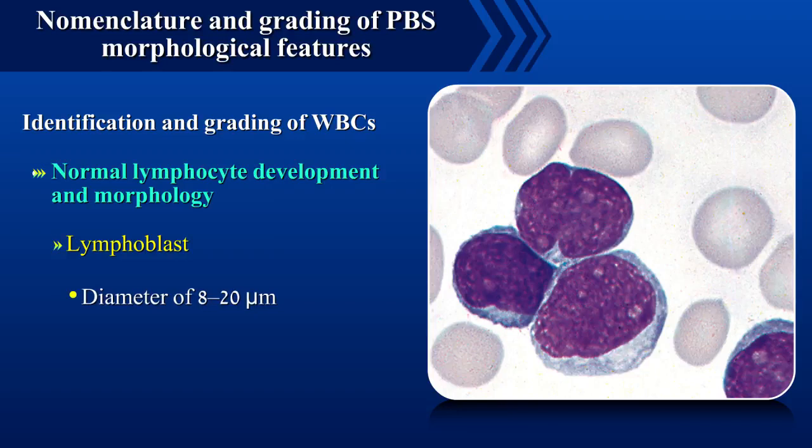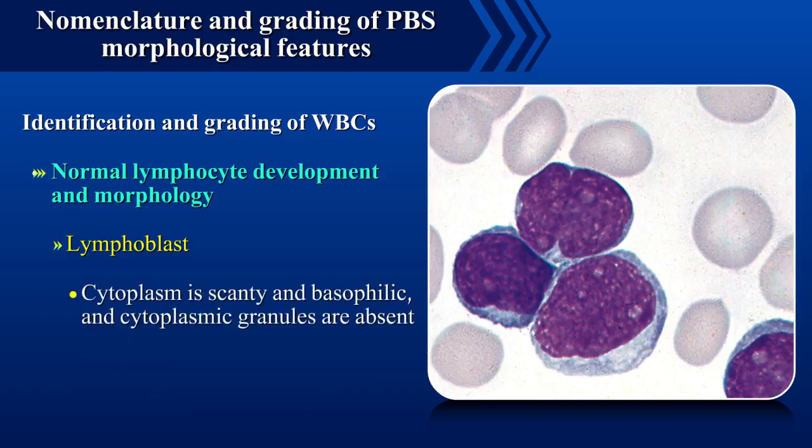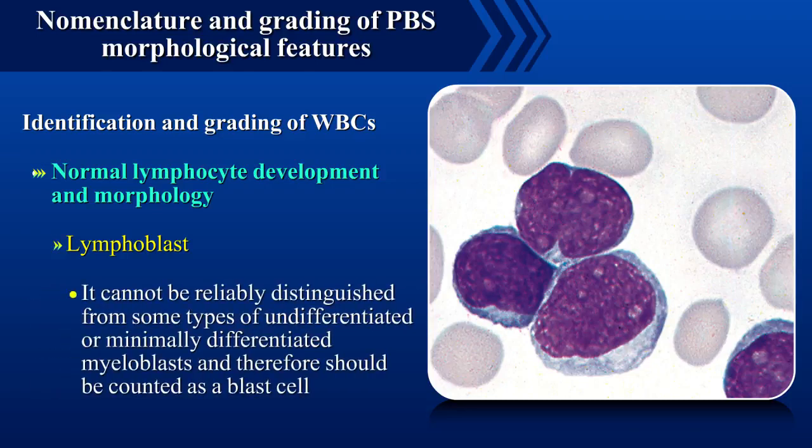Lymphoblast has a diameter of 8 to 20 microns. The nucleus is round or oval with fine granular chromatin and one or more indistinct nucleoli. The cytoplasm is scanty and basophilic, and cytoplasmic granules are absent. It cannot be reliably distinguished from some types of undifferentiated or minimally differentiated myeloblasts and therefore should be counted as a blast cell.